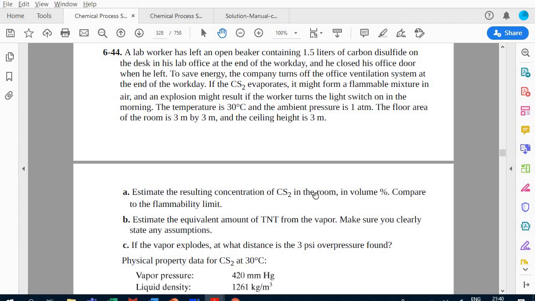Okay. Now, after we have found the volume percentage and compared it with the flammability limit, what is the equivalent amount of TNT from the vapor when we have an explosion? So we need to see the delta heat of combustion, of course, and we see what is the equivalent amount of TNT there, just to get a feel of what kind of explosion or what amount of energy I'm going to get out of that.